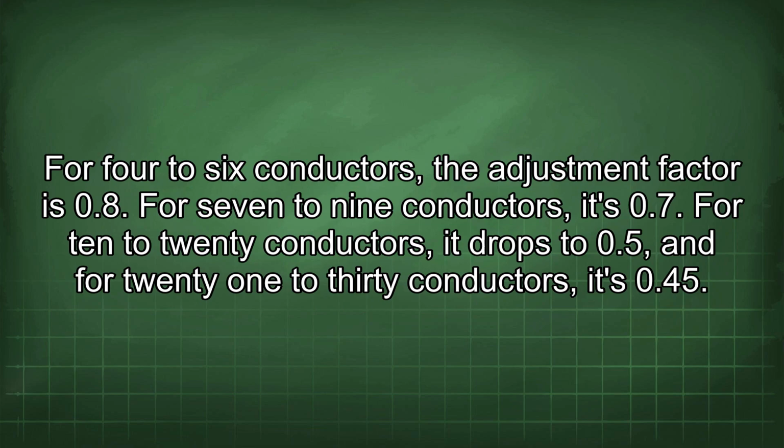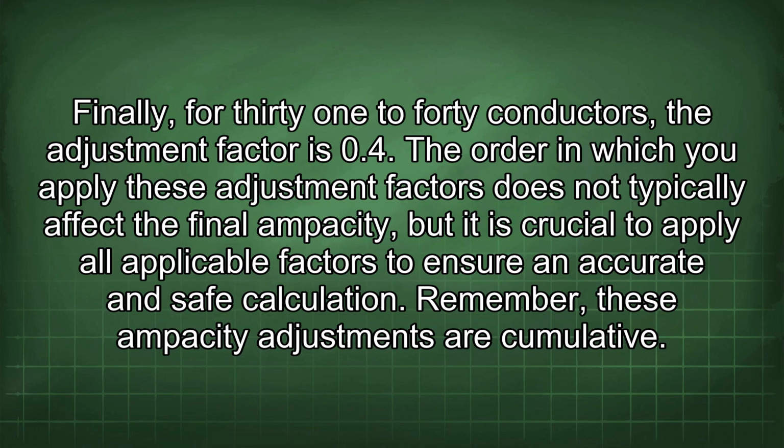These tables provide specific factors based on the number of conductors. For 4 to 6 conductors, the adjustment factor is 0.8. For 7 to 9 conductors, it's 0.7. For 10 to 20 conductors, it drops to 0.5, and for 21 to 30 conductors, it's 0.45. Finally, for 31 to 40 conductors, the adjustment factor is 0.4. The order in which you apply these adjustment factors does not typically affect the final ampacity, but it is crucial to apply all applicable factors to ensure an accurate and safe calculation.